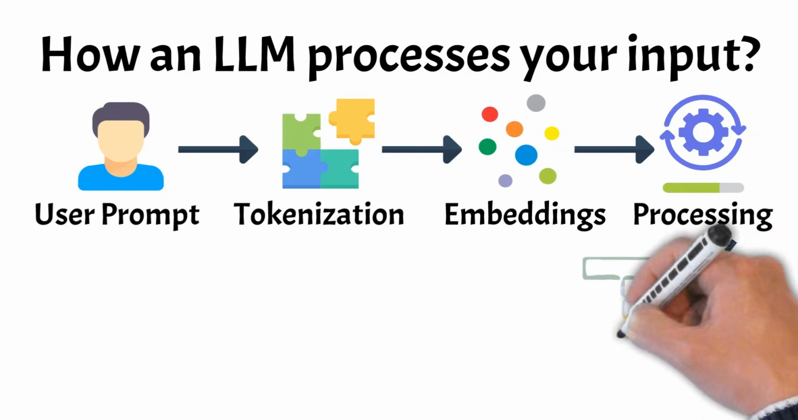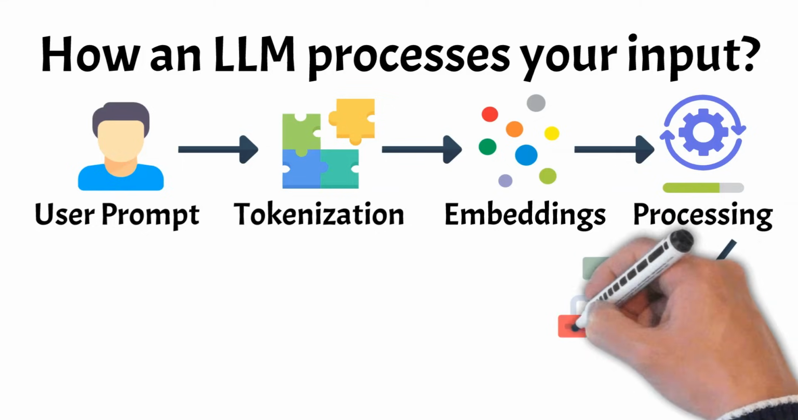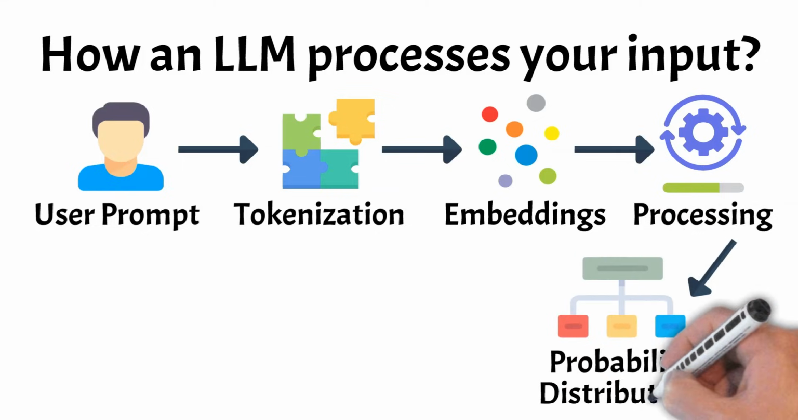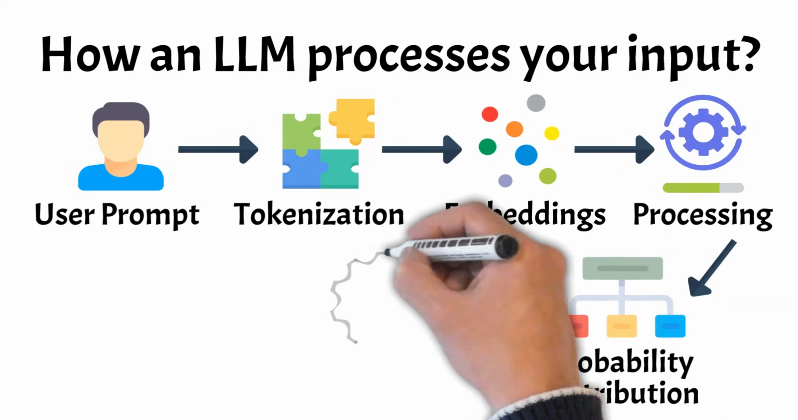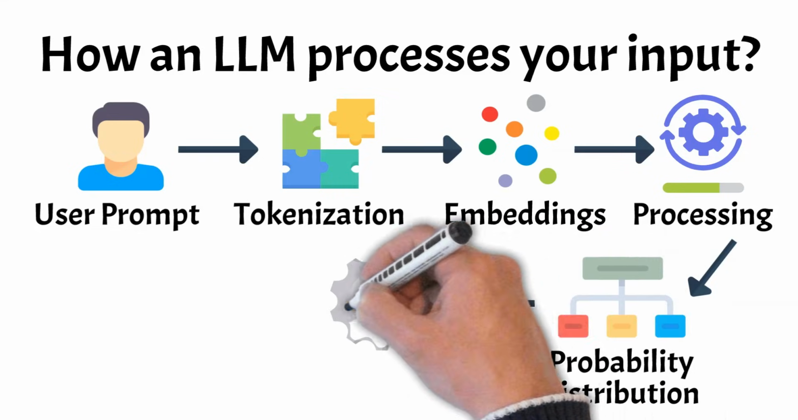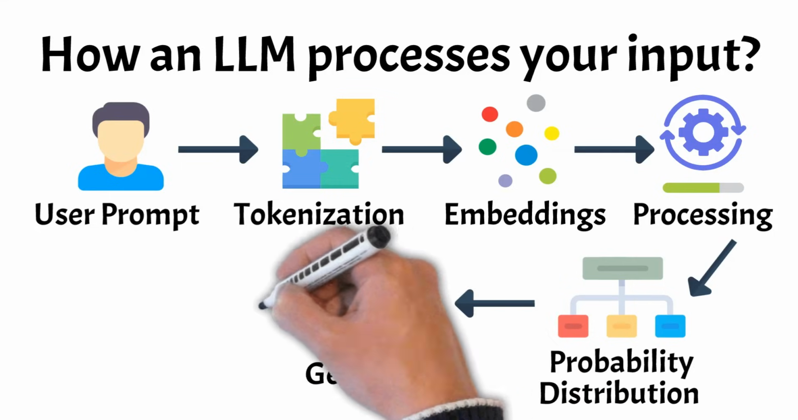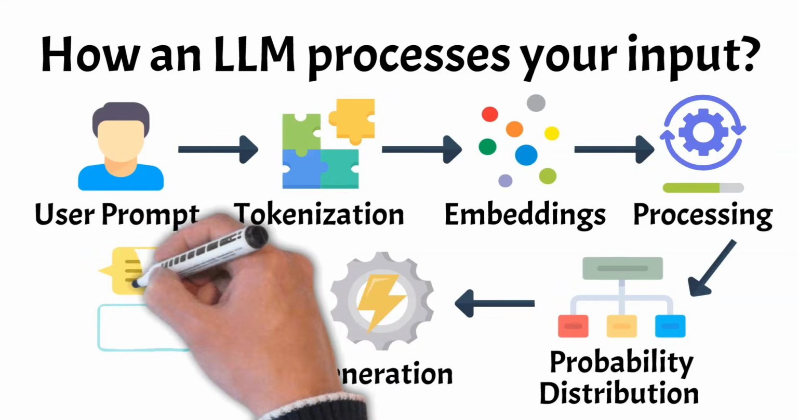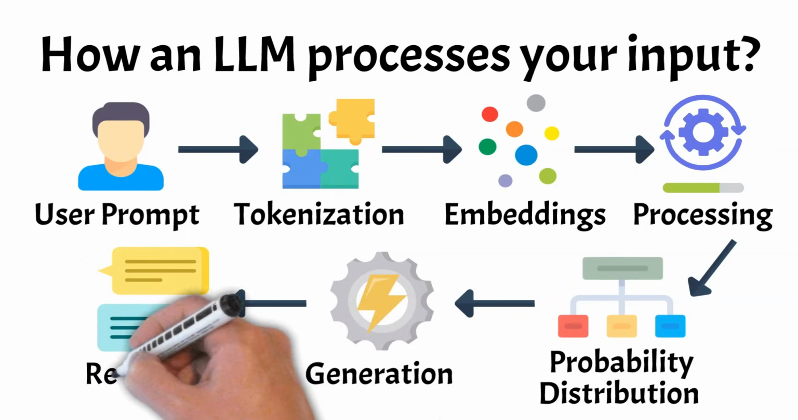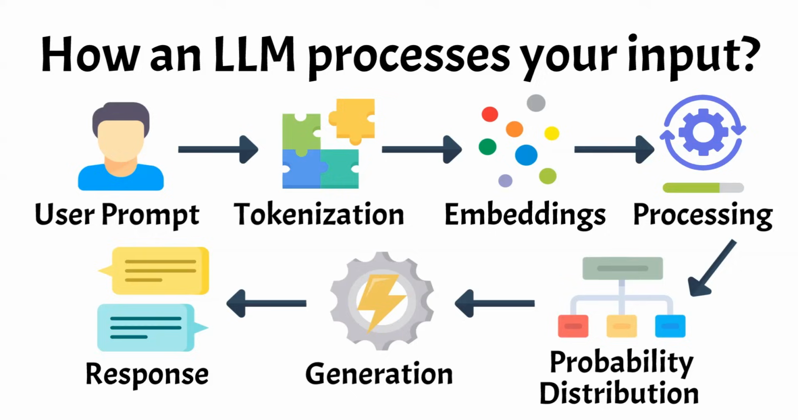This leads to a probability distribution, a ranked list of possible next tokens, each with a likelihood attached, just like we saw in the chapter on sampling methods. From this distribution, the model generates the output one token at a time, applying settings like temperature, top K, or top P to guide how predictable or creative the response should be. Finally, these tokens are assembled back into plain text, producing the response you see on your screen. All of these steps happen in milliseconds, turning your prompt into a coherent answer.